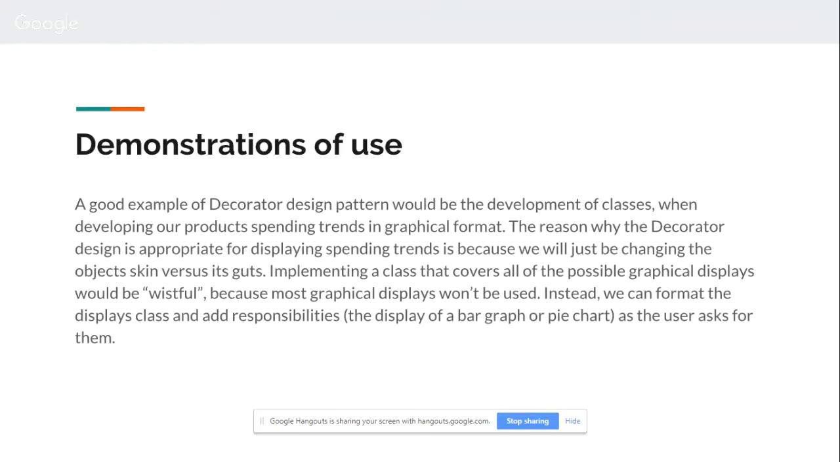A good example of the decorator design pattern would be the development of classes when developing our product, spending trends in graphical format. That's when the decorator would be used.